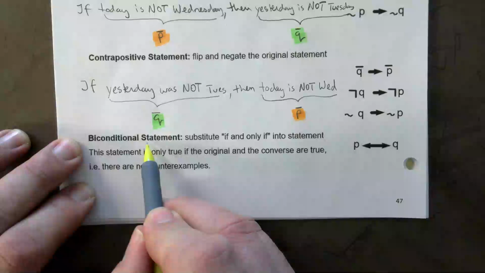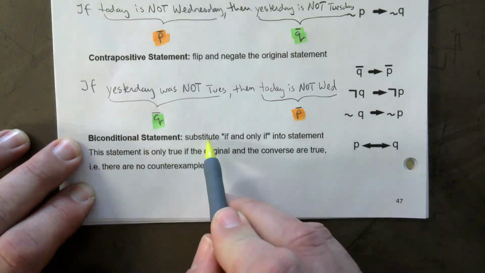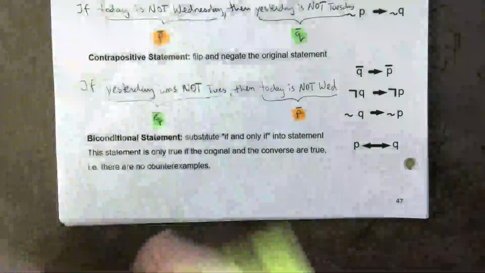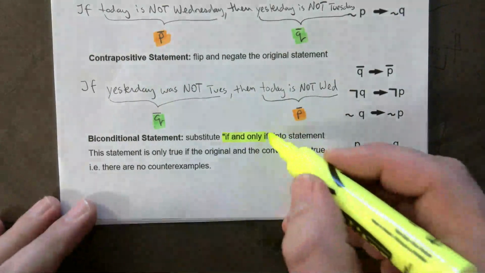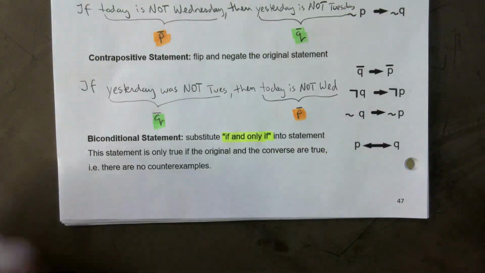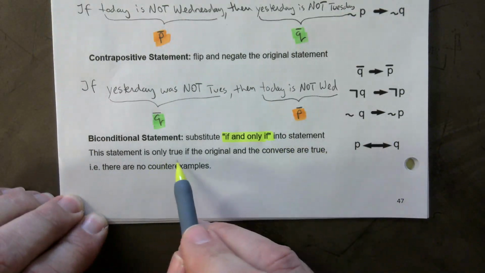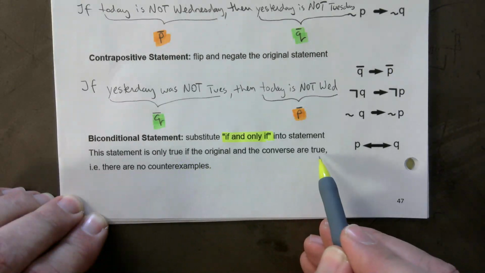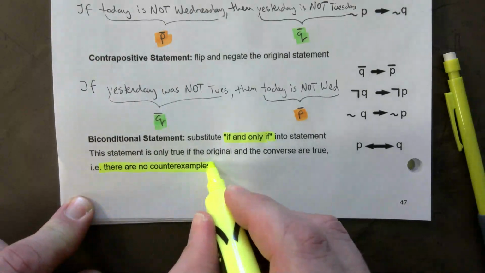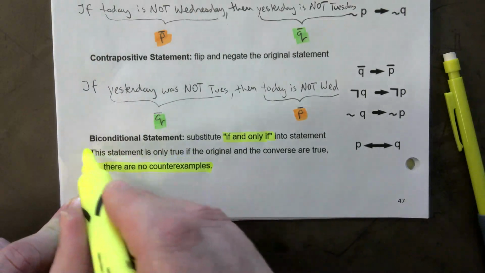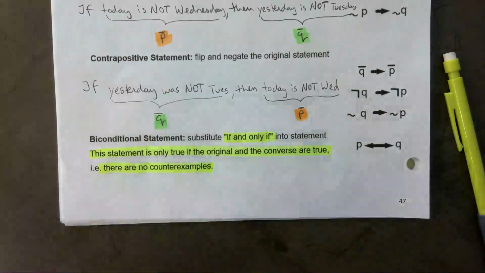Last one is biconditional. Substitute if and only if. Okay? So when it's biconditional, you want if and only if in there. The statement is only true if the original and the converse is true. There are no counterexamples. We'll talk more about this later. Only true if the original and the converse is true.